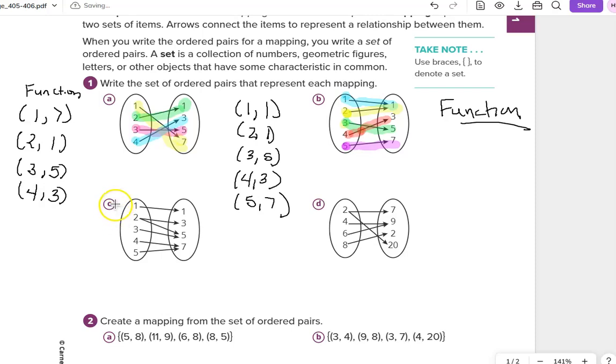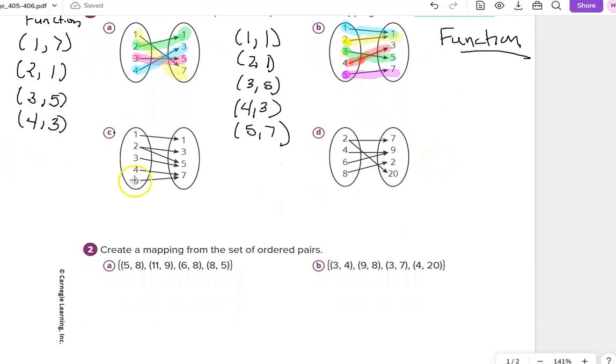Okay, I now want you to do C and D. I want you to complete C and D for homework. So you can pause the video and complete C and D, or you can continue with the video and then do C and D once the video is done. It's up to you.